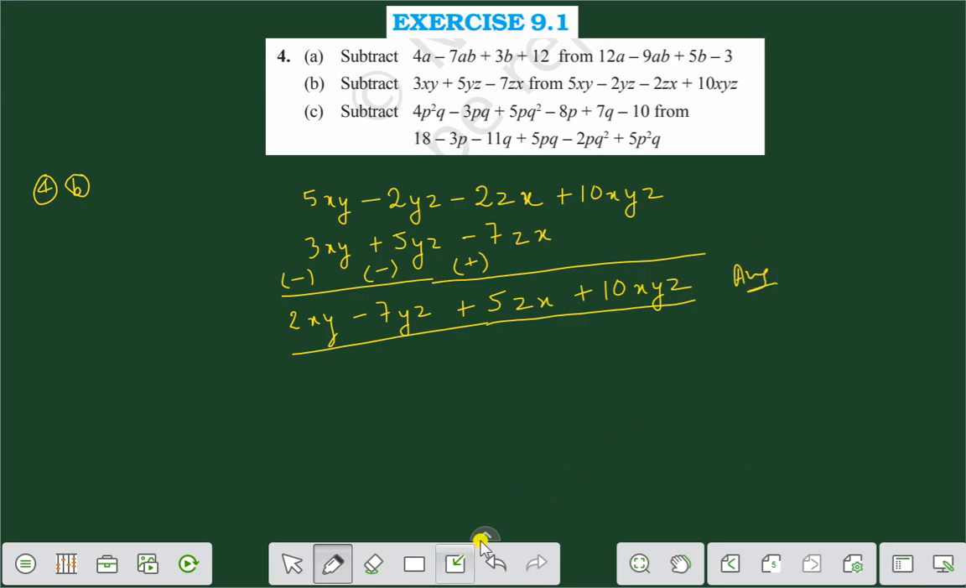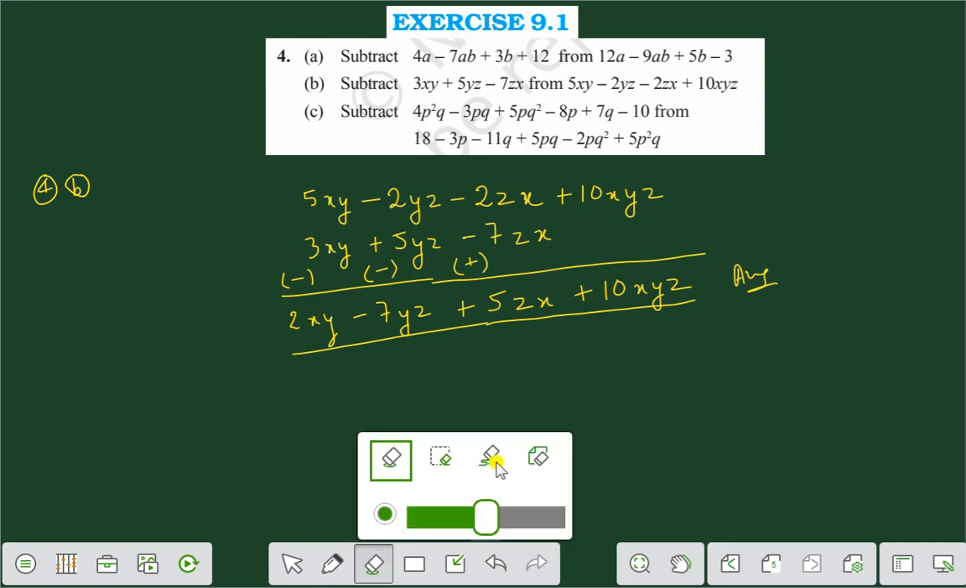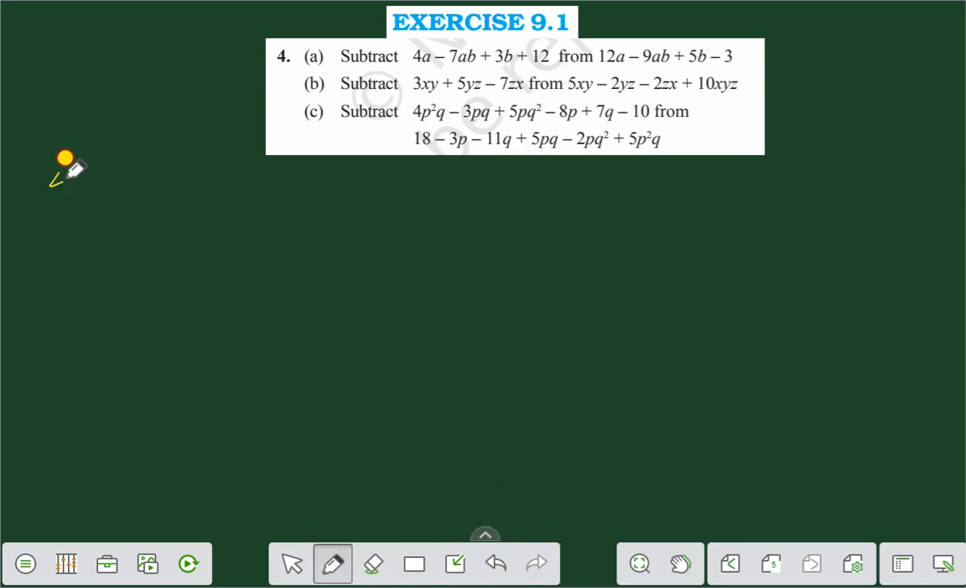Now let us solve question number 4c. Subtract this from this. That means 18 minus 3p minus 11q plus 5pq minus 2pq square plus 5p square q.